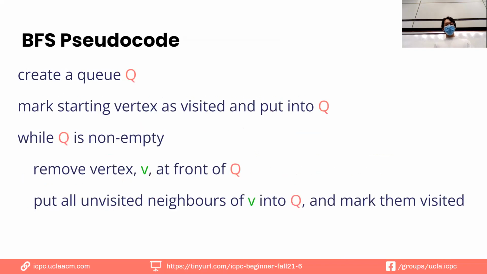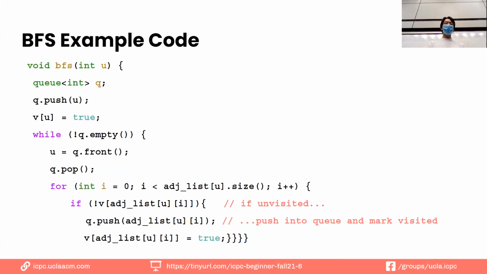The BFS pseudocode is here. So we create a queue. We mark the starting vertex as visited, so we don't visit it again, and put it into the queue. And then while the queue is non-empty, so while there are still vertices to visit, we're going to grab the vertex at the front, check all of its neighbors that have been unvisited, put them into the queue, and mark them as visited. And then we pop out the vertex that we're currently working on.